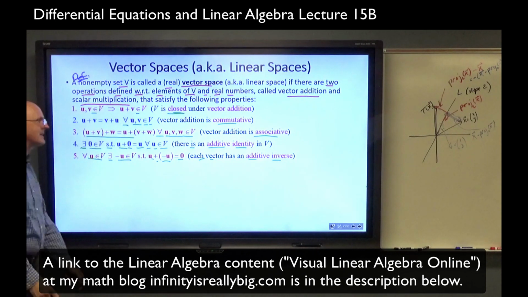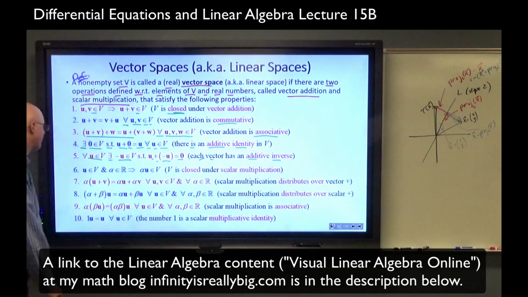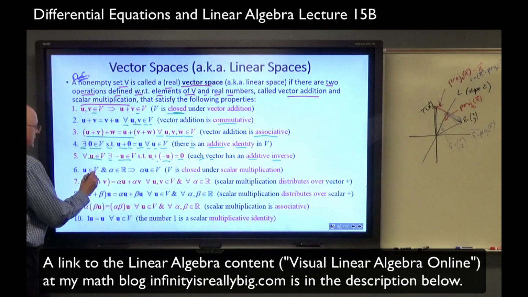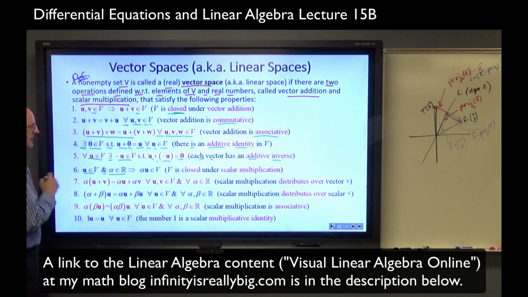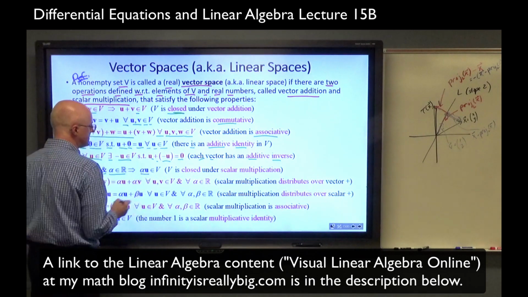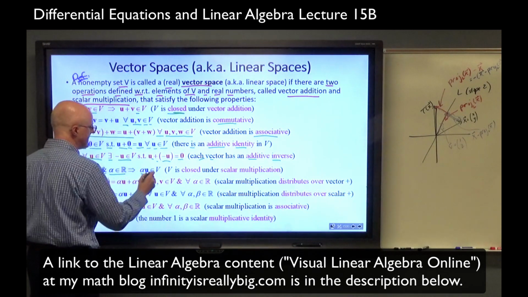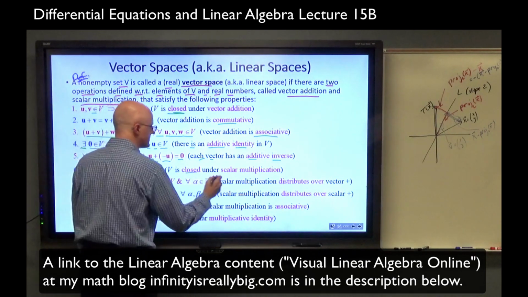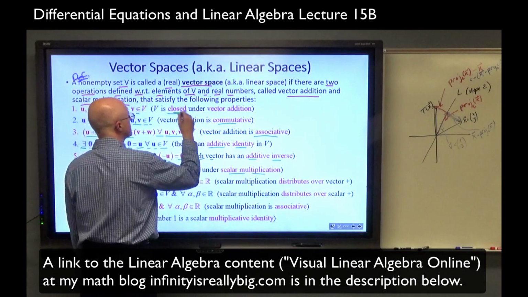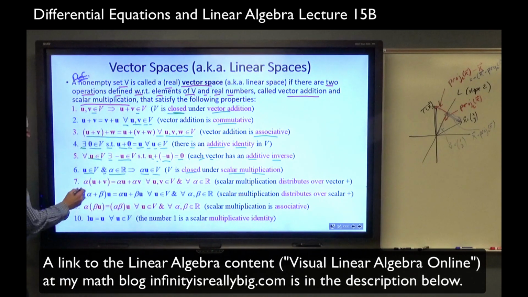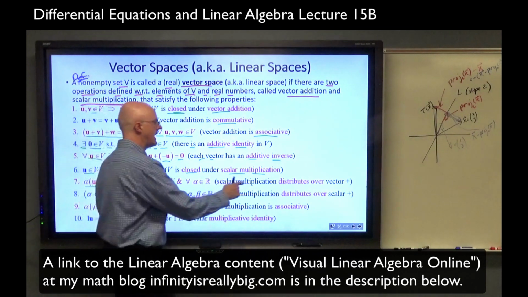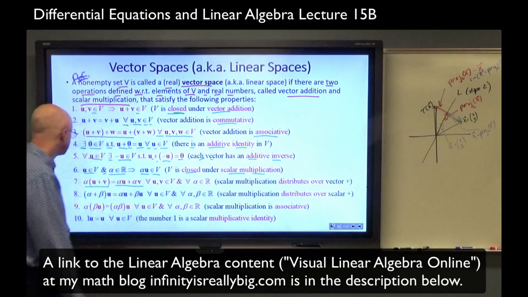Second group of properties is about scalar multiplication. If U is in V and alpha is a real number, then that implies alpha times U, that scalar times that vector, is an element of V. V is closed under scalar multiplication. The other one was closed under vector addition. The next one is a distributive property. You can distribute alpha across this vector addition. Scalar multiplication distributes over vector addition.